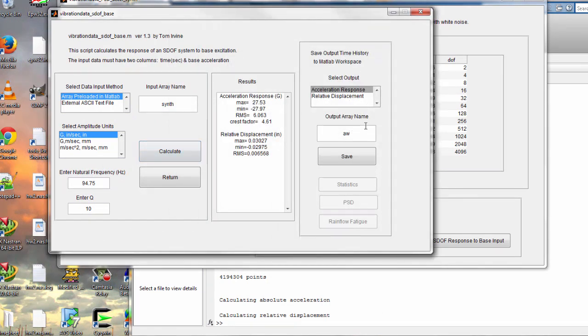So let's save this. I'm just going to call it Excel_RESP. That is our response. Okay, you can see the various statistics here.